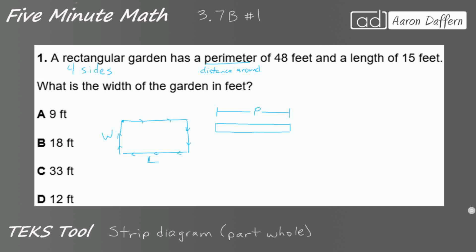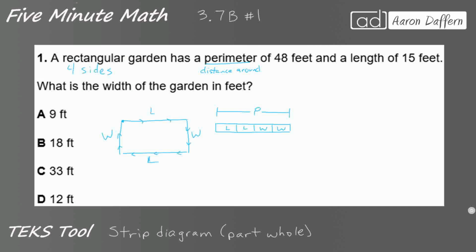And so there are two lengths. You notice if I'm going to label my bottom part the length, the top part is the same distance. So I can call that the length. Same thing with the left side. If that's the width, then the right side is also going to be the width. And so I can take my strip diagram and split it up into four parts. And I can say the perimeter, the distance around, is two lengths and two widths. And if you add them all together, you're going to get your perimeter.